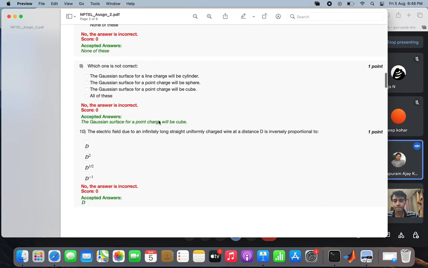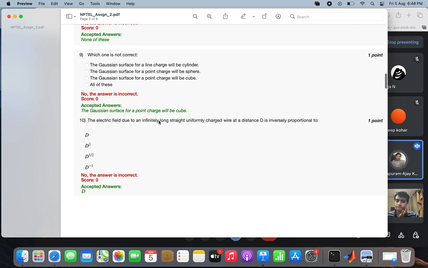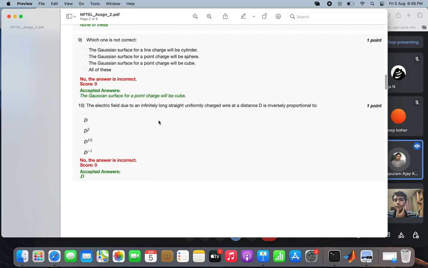Okay, so I guess this question is clear about Gaussian surfaces. Yes, sir. Alright.